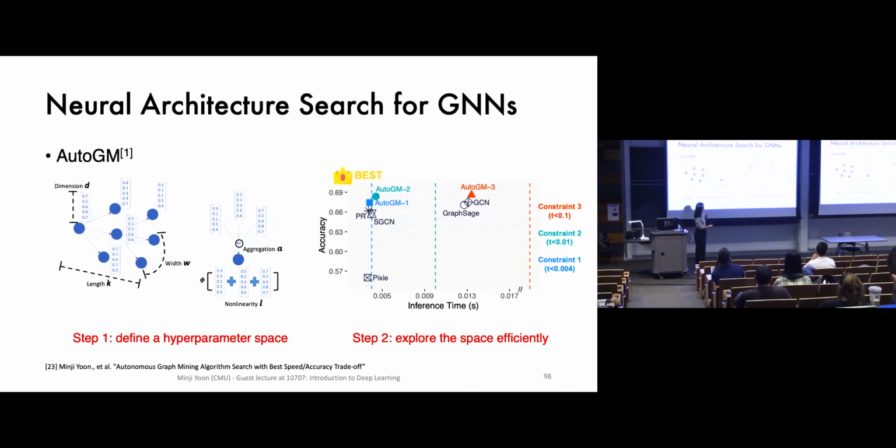So here, the black ones are existing graph methodologies, which are proposed in published papers. And these colored ones, AutoGNN 1, 2, 3, are new graph neural network structures found for specific user scenarios.